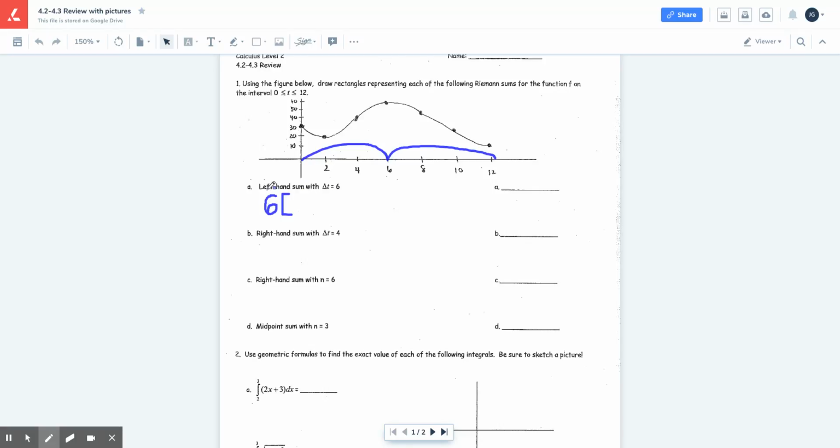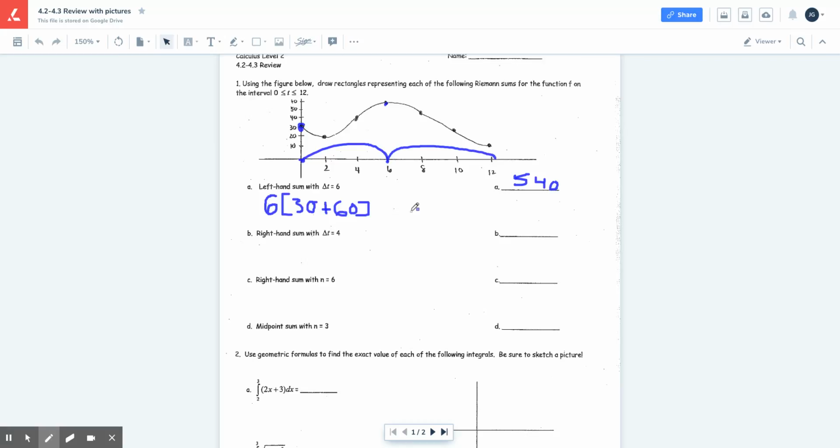Since this is a left-hand sum, for our first rectangle the left side is at x equals 0 and the right side is at x equals 6. You go to the left-hand side and take the height there, which is 30. Then the second rectangle: the left side's 6, the right side's 12. It's a left-hand sum, so you take the height at 6, which is 60. 30 plus 60 is 90. 90 times 6 is 540. That's how you do the first one.